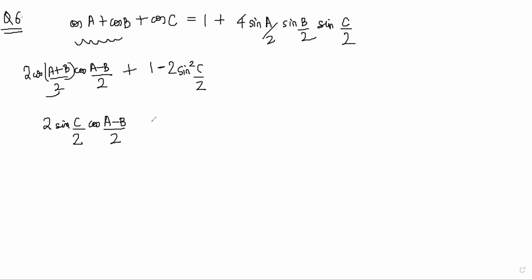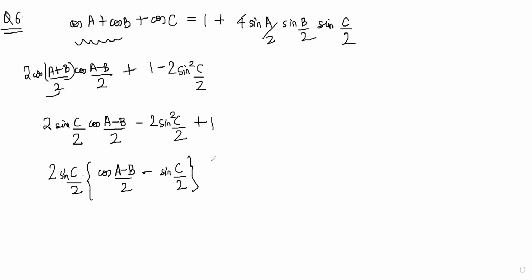So you have to now take common between these two terms and keep the 1 on the side. So 2 sin C by 2 you take common. You get cos of (A minus B) by 2 minus sin C by 2, plus 1.